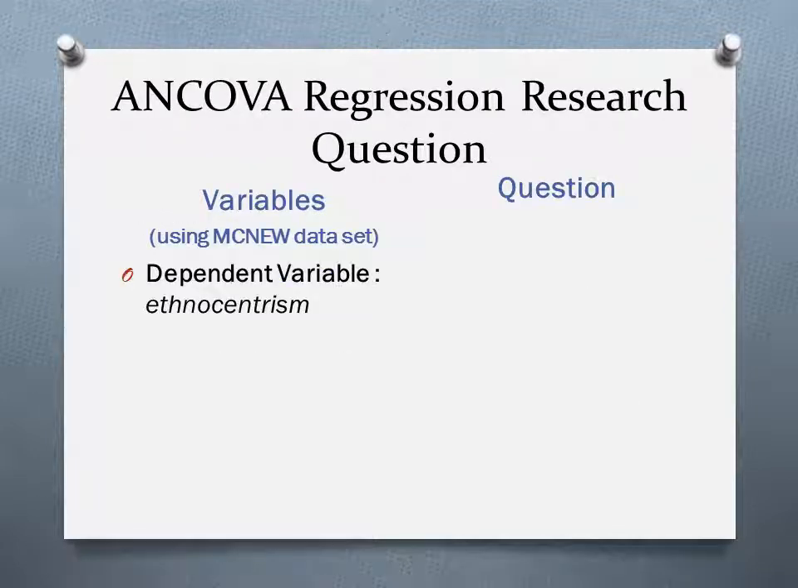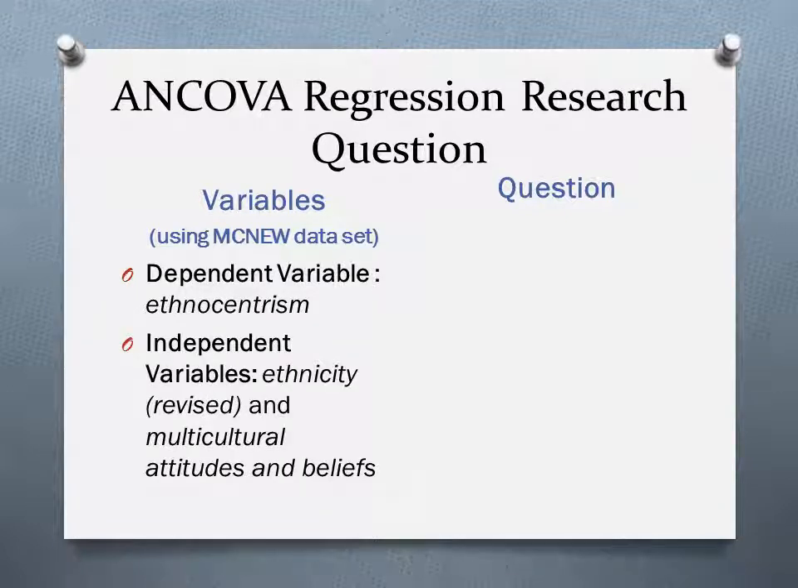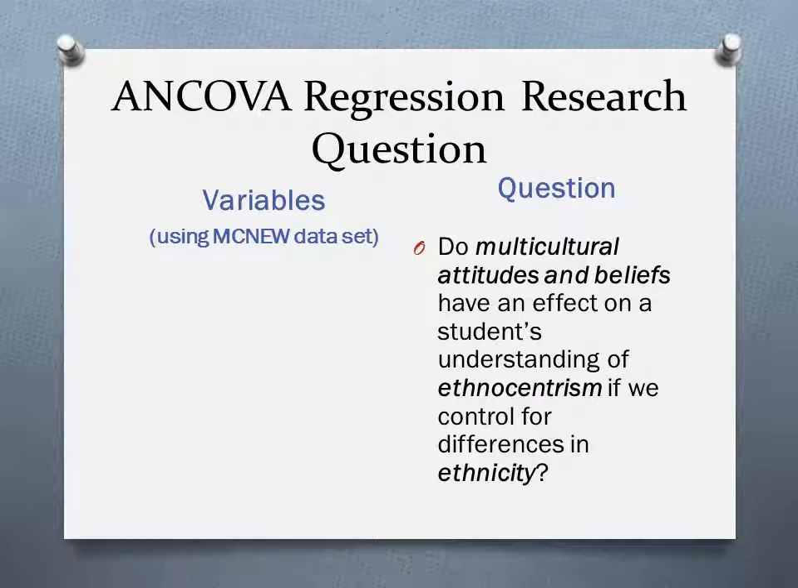The variables we will use from MC New Data are: dependent variable, ethnocentrism; independent variables, ethnicity and multicultural attitudes and beliefs. Do multicultural attitudes and beliefs have an effect on a student's understanding of ethnocentrism if we control for differences in ethnicity?